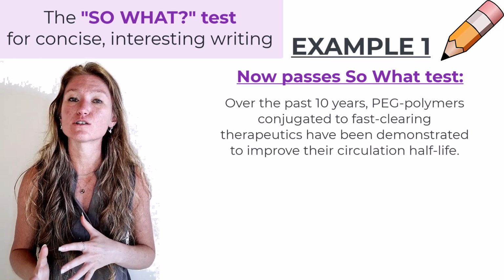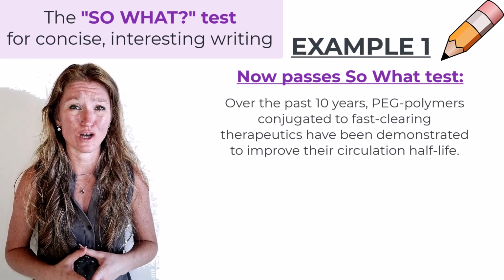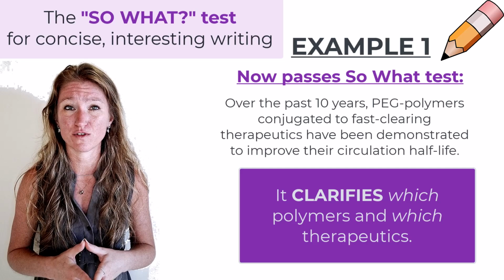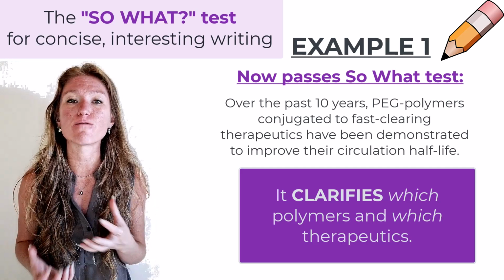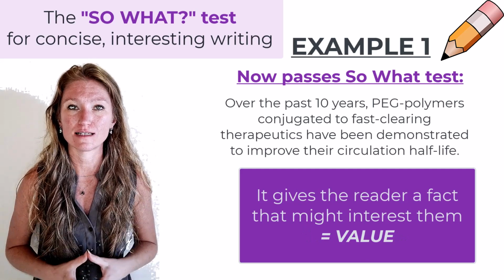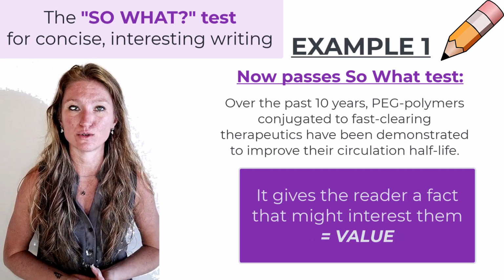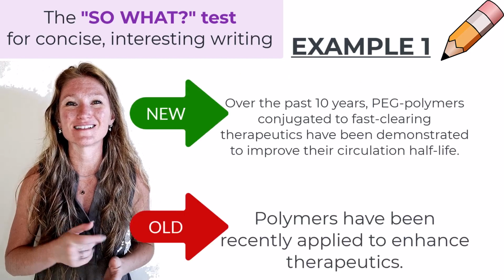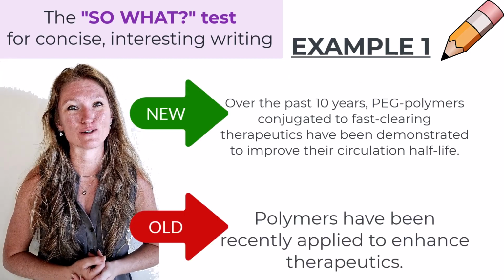Notice this sentence also solves a lot of those problems we talked about earlier. It clarifies what types of polymers and what types of therapeutics. It gives the reader a fact that they might be interested in, adding value to this sentence and then adding value to this paper. Go back, read the two sentences side by side, and see if there's one that you would be more interested in reading.